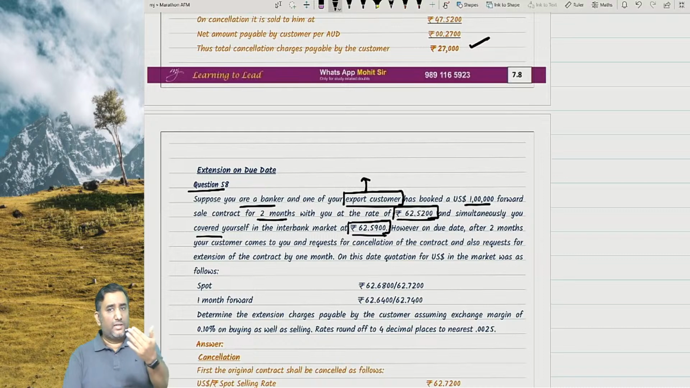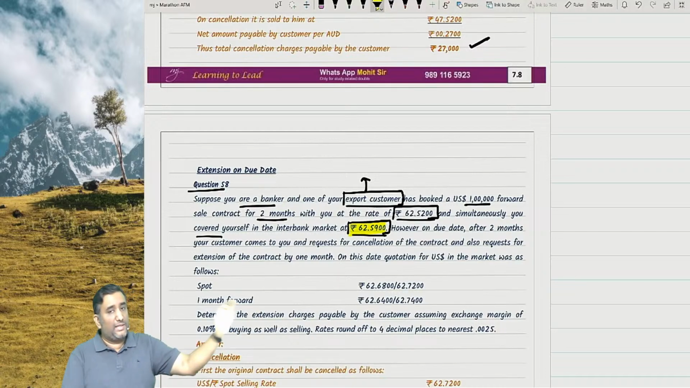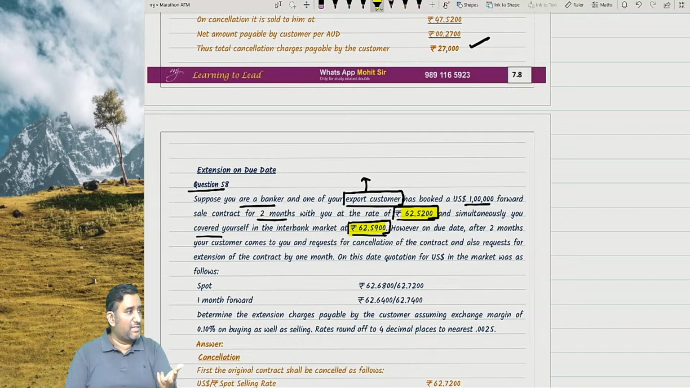It's but obvious. Basically, what would have happened was, you would have called me, sir, I want to sell the dollars. I said, I'll give you the rate. I confirmed from some other bank, I want to sell the dollars. He quoted me a rate of 62.5900, and then I said, I'll buy from you at what? 62.5200. The difference would be nothing but the margin which comes out. Anyhow, this rate is not useful here, but you should be comfortable.